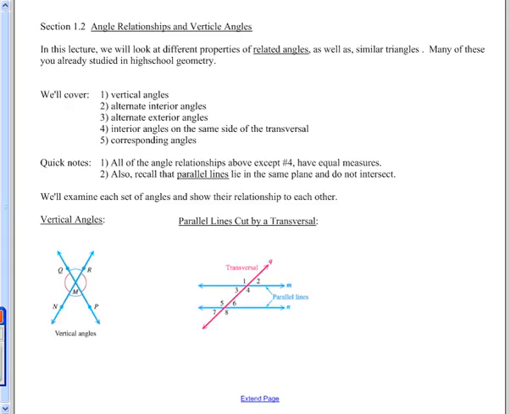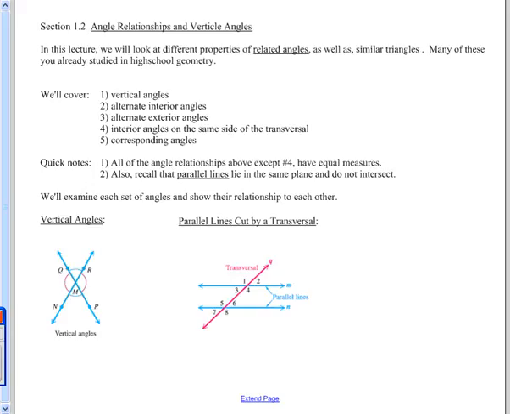Section 1.2 covers a variety of topics, but in this particular video, we're going to look at angle relationships and vertical angles. Many of these you've already studied in high school, but we're going to review them and then apply them to problems. Note really quickly that of the 5 listed, vertical angles, alternate interior, alternate exterior, and corresponding all have equal measures. Interior angles on the same side, number 4, is a little bit different, but we'll look at that as we get there. Also, remember from geometry that parallel lines lie in the same plane and they do not intersect.